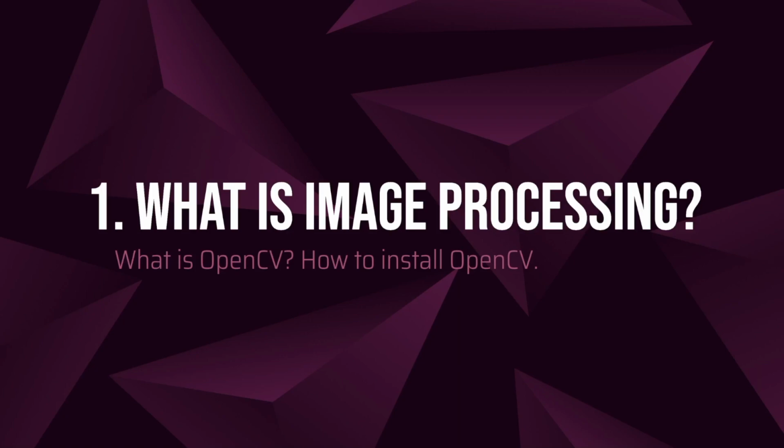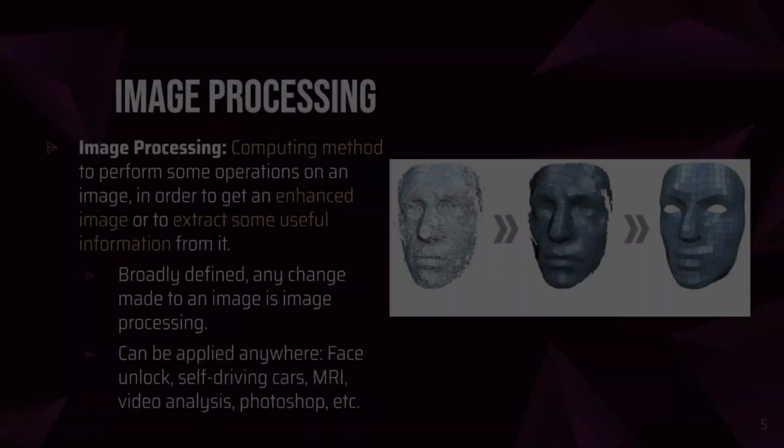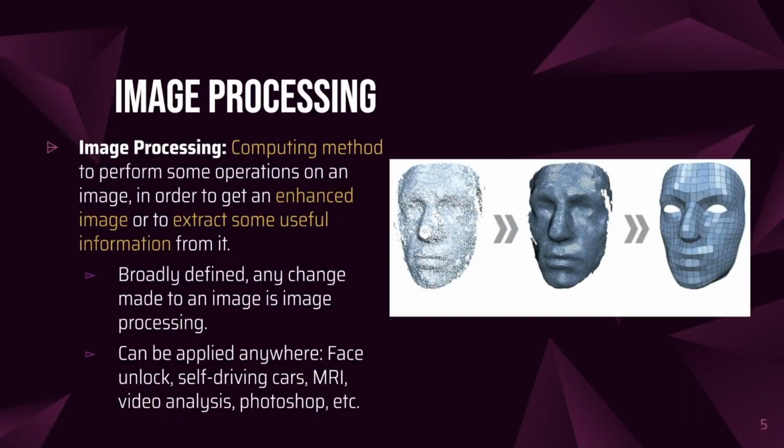First, what is image processing? How does the library OpenCV allow that? Image processing is a computing method to perform some operations on an image in order to get an enhanced image or to extract some useful information. So broadly defined, any change made to an image is considered image processing. It can be applied anywhere: face unlocking, self-driving cars, MRI, video analysis, and Photoshop, etc.